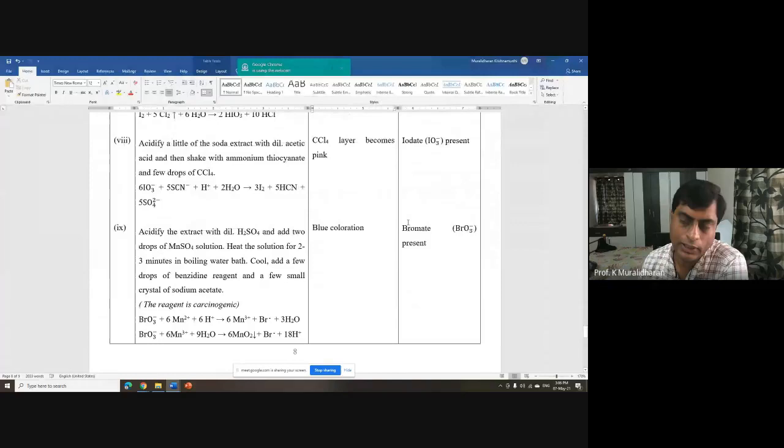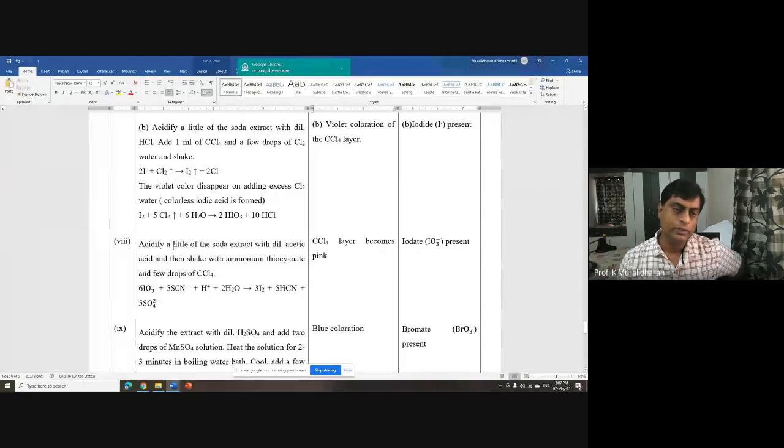Yeah. So moving to iodide. So this is iodide. Okay, so this is a little bit of sodium extract with dilute acetic acid, and then shake with the ammonium thiocyanate solution and a few drops of carbon tetrachloride. Again, the reaction is mentioned here. You will see that the CCl4 layer becomes a pink solution, right? Pink solution. So for this iodide, again the pink is because of the formation of iodine only.